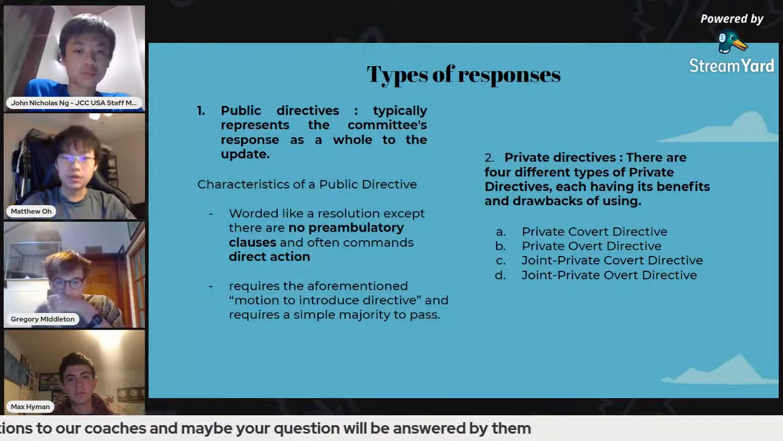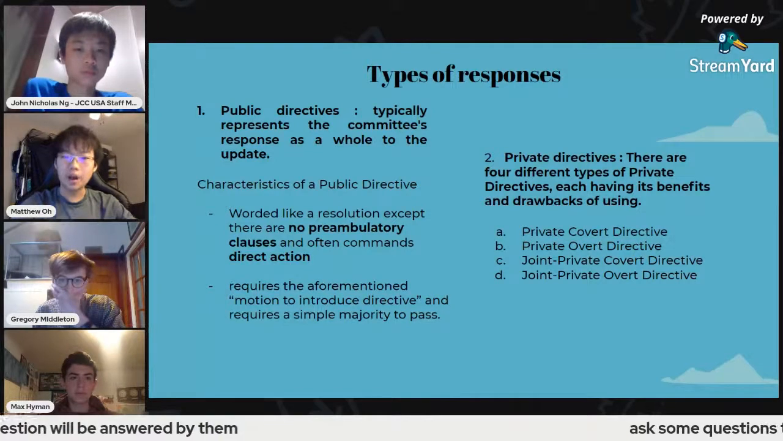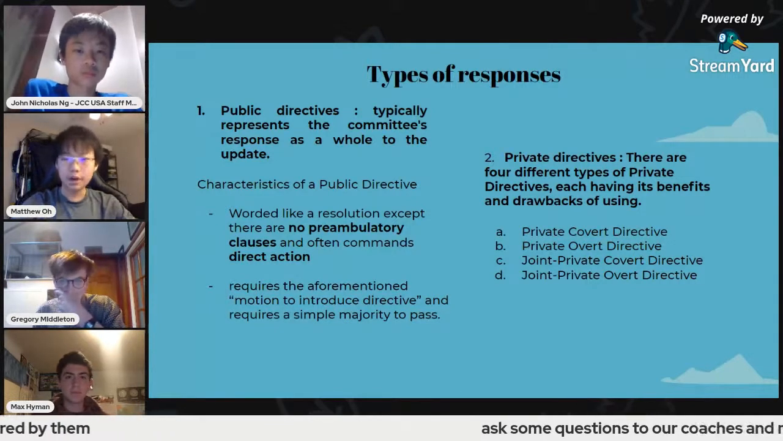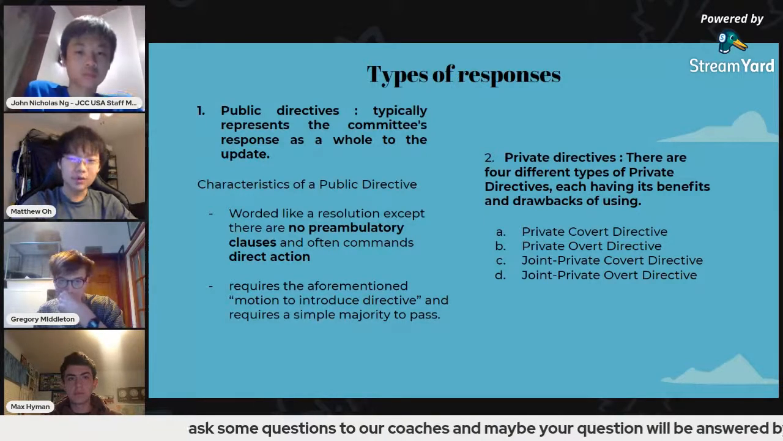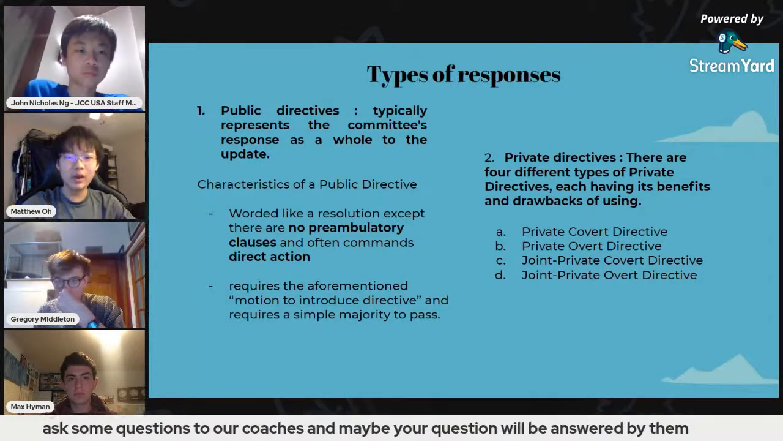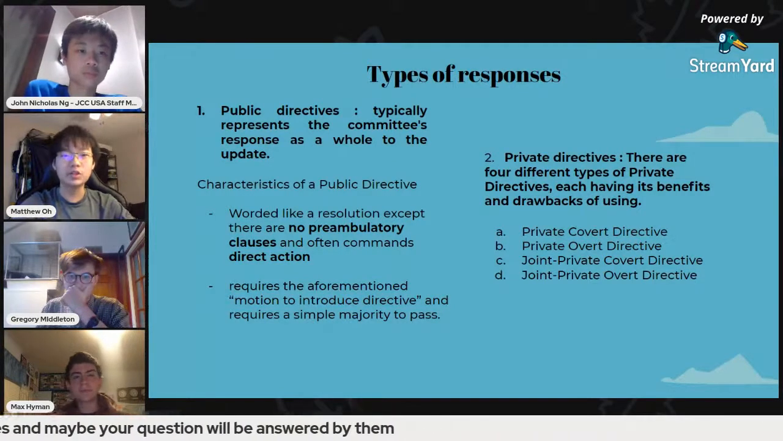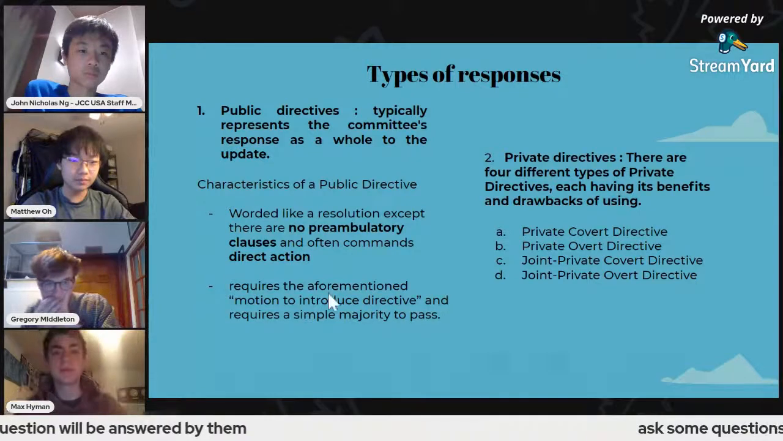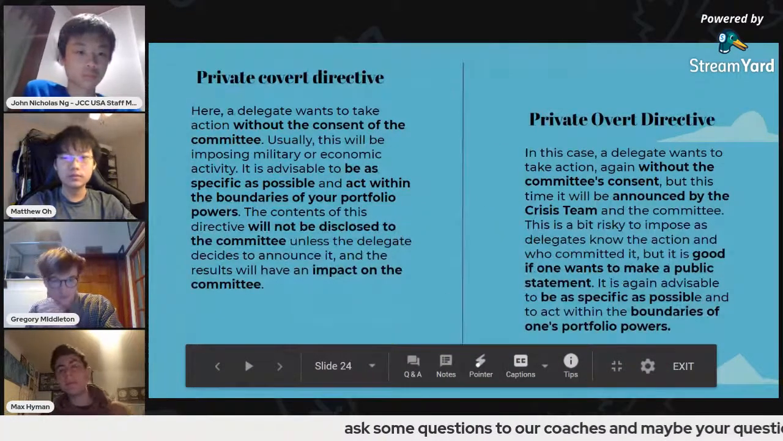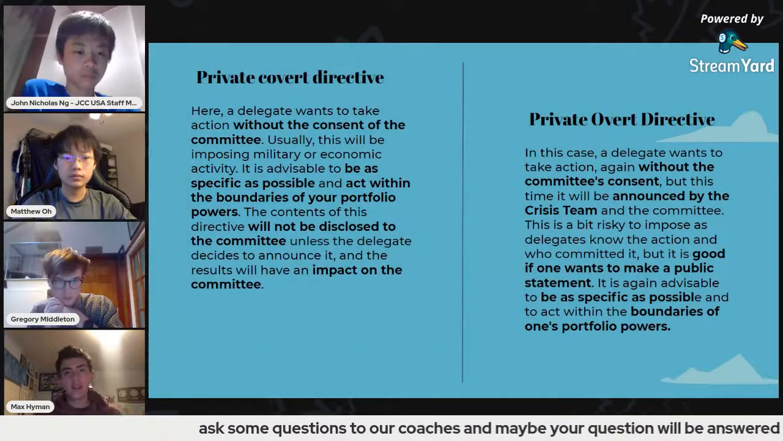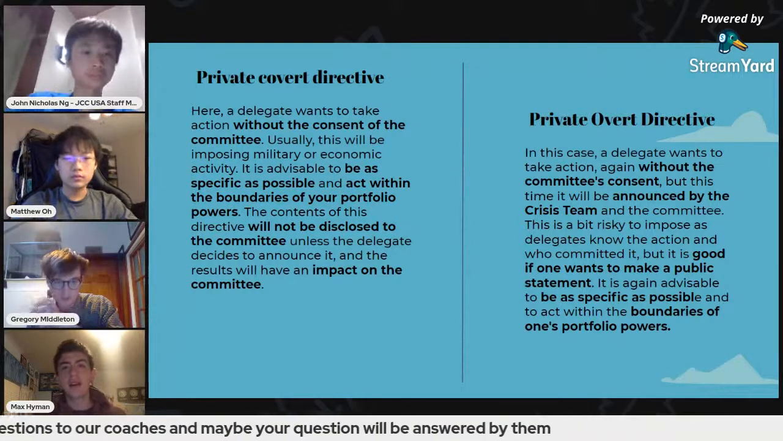For private directives, there are 4 different types, each having its benefits and drawbacks. You have private covert directives, private overt directives, joint private covert directives, and joint private overt directives. Sounds like a mouthful, but don't worry, we're going to explain those to you very soon. So the types of private directives are actually really simple. It's one of the very few things you don't want to overthink.